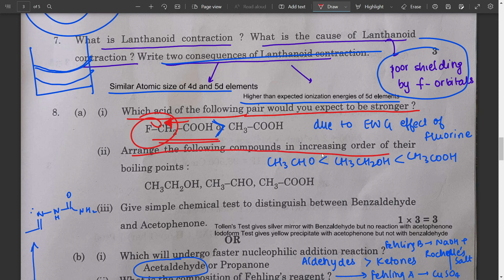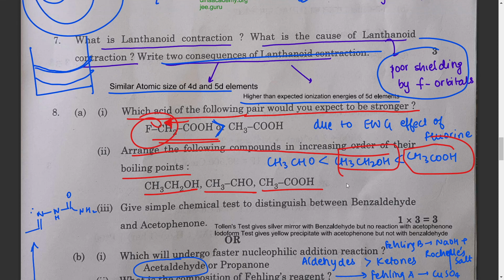Arrange the following compounds in increasing order of their boiling points. You have ethanol, you have ethanal, you have ethanoic acid. Carboxylic acids have the highest amount of H bonding and van der Waals forces because of their high molecular weight. So they have the highest boiling point, followed by ethanol. Again, it has hydrogen bonding, but not as extensive as acetic acid. And acetaldehyde has almost negligible amounts of it. So anyways, that's the order.